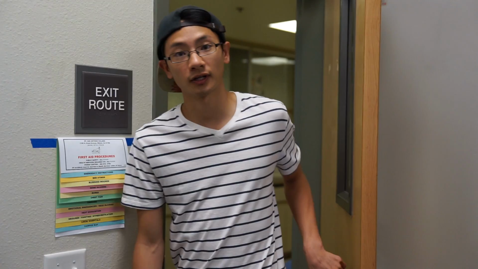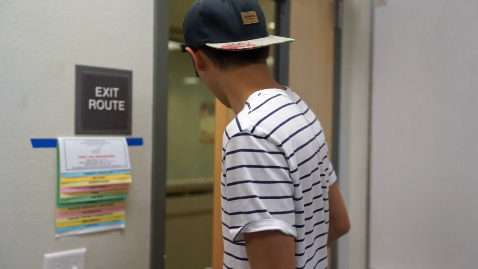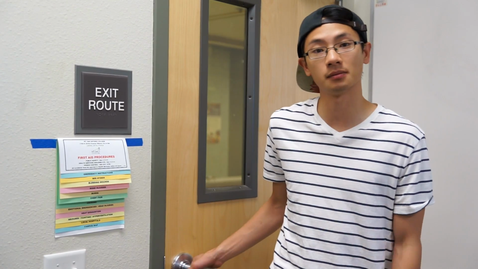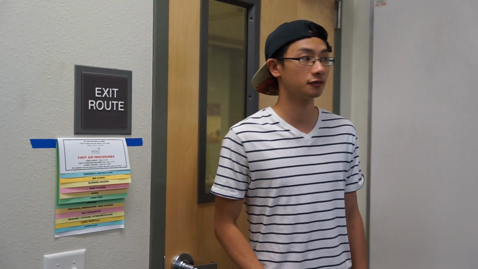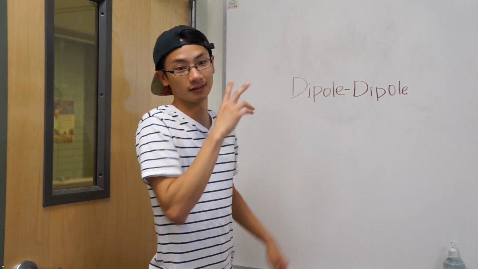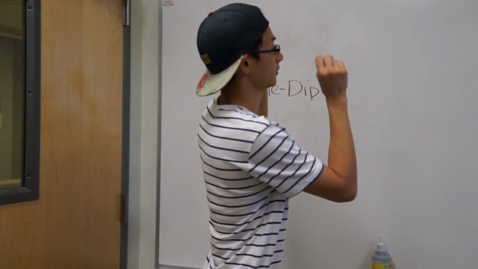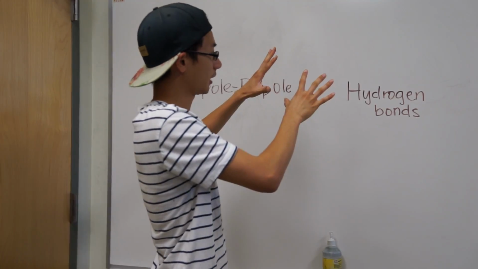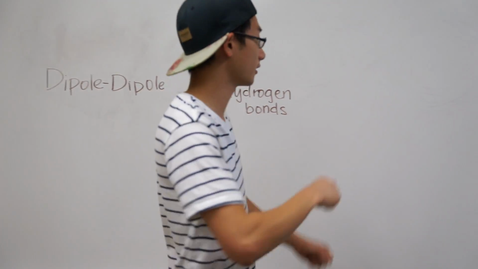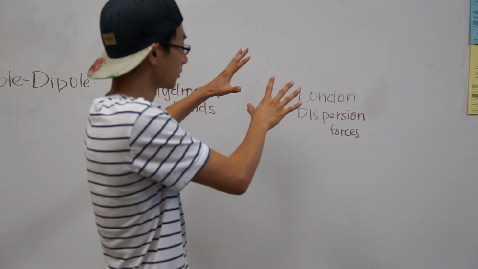The electrostatic interactions for neutral molecules, which are ones without formal charges, are classified into three basic types of intermolecular forces. The first are dipole-dipole. The second are hydrogen bonds. And last but not least are London dispersion forces. So why do we need to know this? And why is this important?